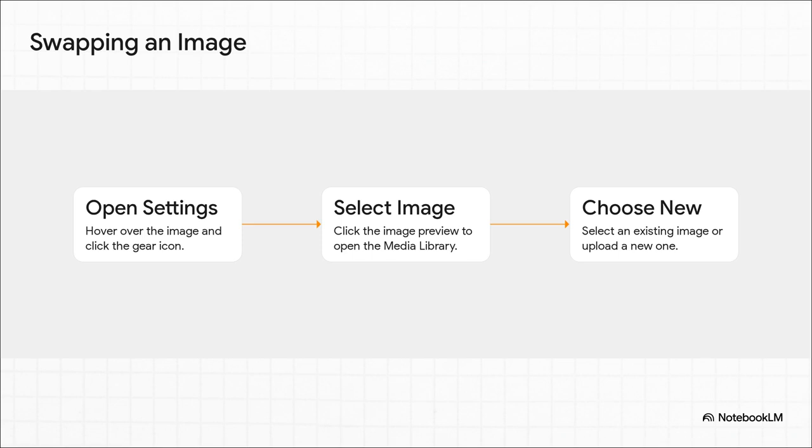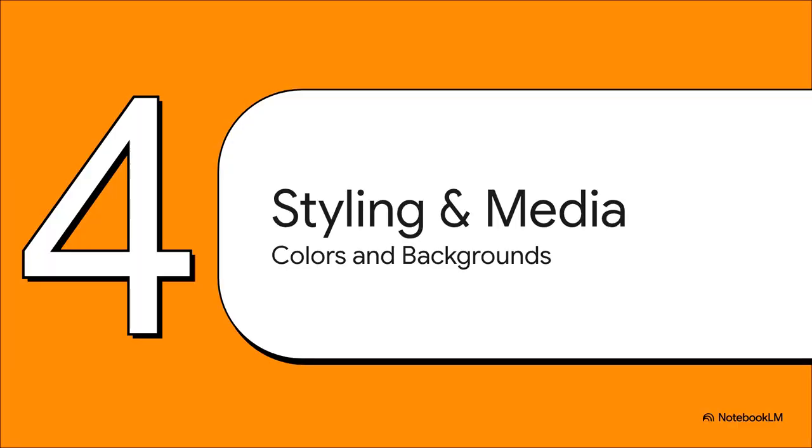You just hover your mouse over any image and this little settings bar will pop up. Find the gear icon and give it a click. A new window opens up, you'll see a preview of the current image. Just click that preview and it'll open up your media library. From there, you can pick an image you've already uploaded or just add a new one. Simple.